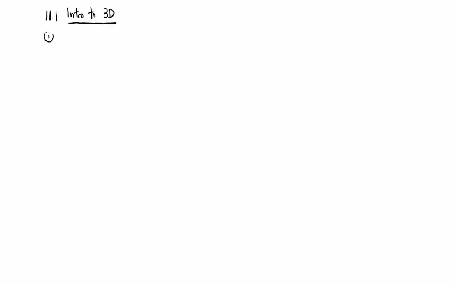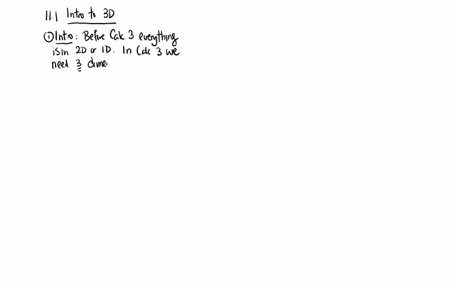The reason for this, like a little intro to the intro, is that before Calc 3, basically everything happens in 2 or fewer dimensions, right? So before Calc 3, everything is in 2D, or I guess 1D, like on a number line. So in Calc 3, we need 3 dimensions. So this first section is to basically set the stage. Draw some pictures, understand how we're arranging our axes, things like that.